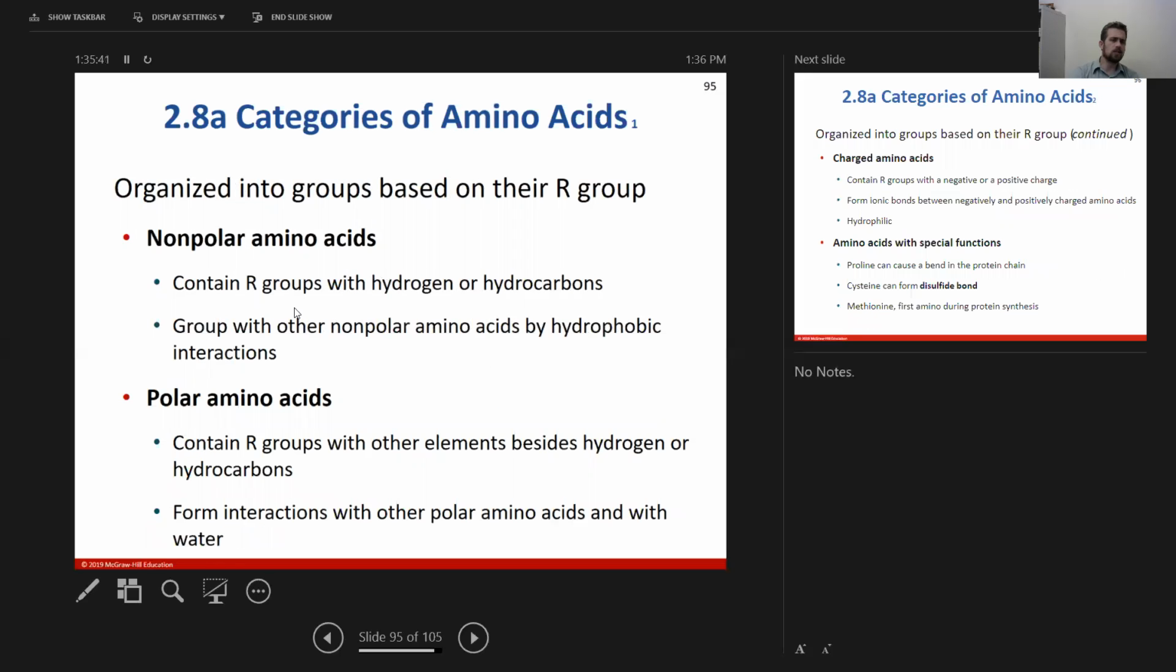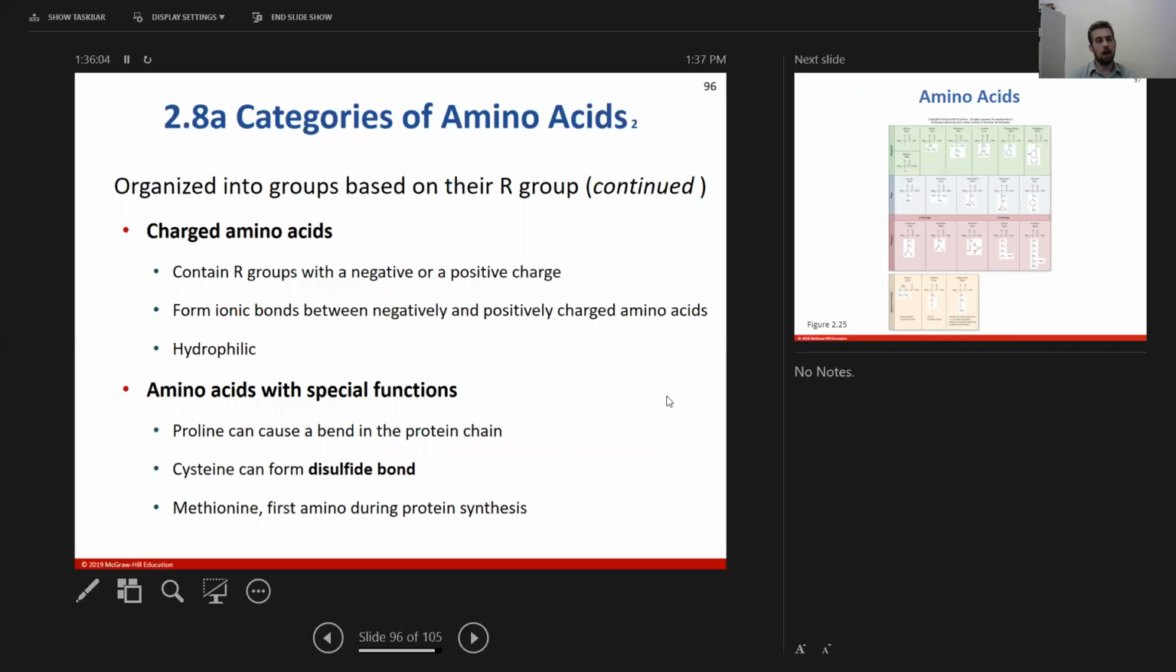And so we organize them into groups based on their R group. Well, the amino acids we do. Non-polar amino acids contain R groups with hydrogens or hydrocarbons. Polar amino acids are going to have some other element. The polar ones can form interactions with water, where the non-polar ones cannot. Then we get to charged amino acids with special functions. It doesn't really matter necessarily. You just really need to understand that an amino acid is going to be that subunit of the protein.